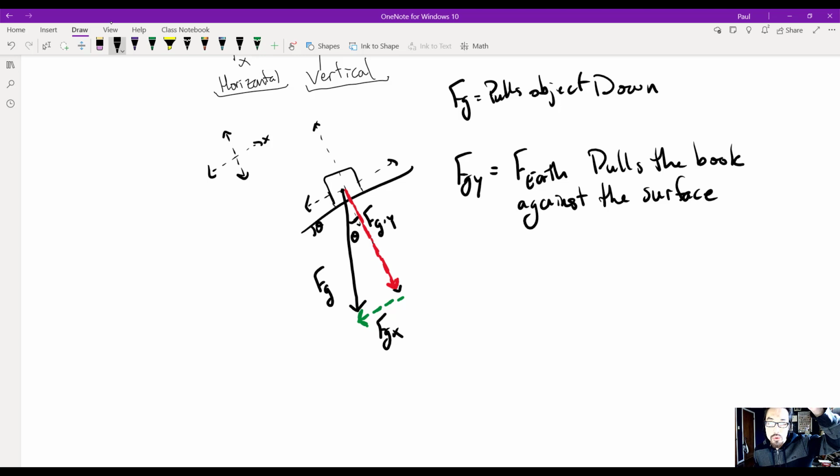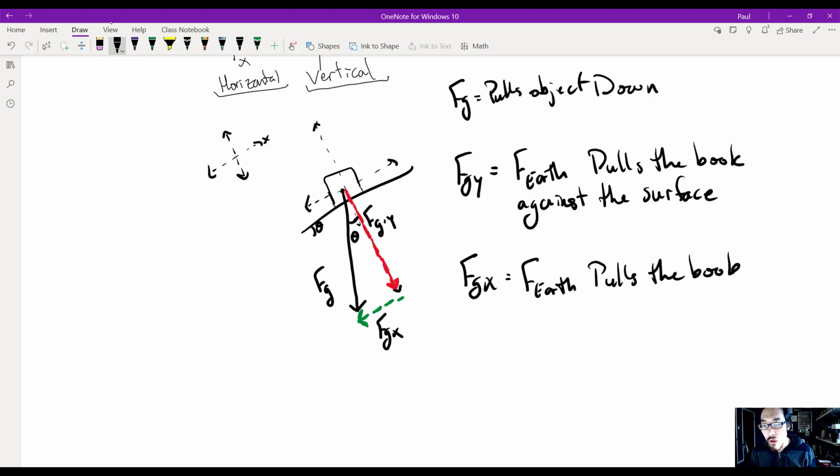FG pulls, or the force of the earth always pulls objects straight downwards, but FGY is the force of the earth and it pulls the book against the surface. And we can say FGX is the force of the earth in our diagram here that pulls the book to the left, in parentheses, the left of the x-axis. And we know that because of this arrowhead.